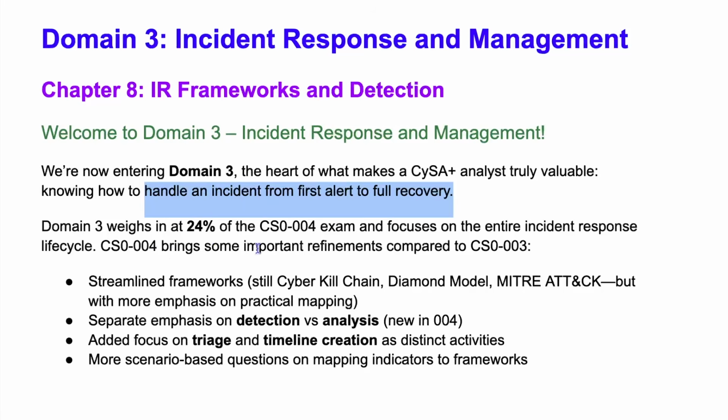So the key things that we're going to be talking about in comparison to the 03 version of the examination, the 04 version puts some more refinement and a little bit more emphasis on certain frameworks. So the streamlined frameworks, this would be the cyber kill chain from Lockheed Martin, the diamond model, the MITRE ATT&CK matrix, but there's more emphasis on the practical mapping of things. So how these things actually connect to real life scenarios. That's basically the big connection of the stuff that used to exist on 03, but we're now approaching it in a new light for 04.